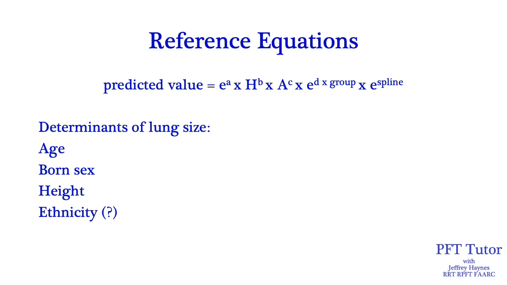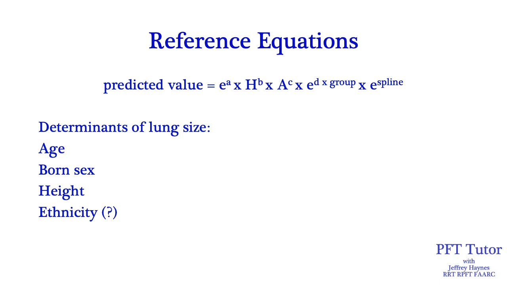Age is an obvious determinant of lung function, as there is a period of rapid lung growth during childhood, a plateau during early adulthood, followed by a normal decline in function associated with aging. Born sex is another determinant of lung size. In health, born males will have larger lungs than born females with similar demographics.